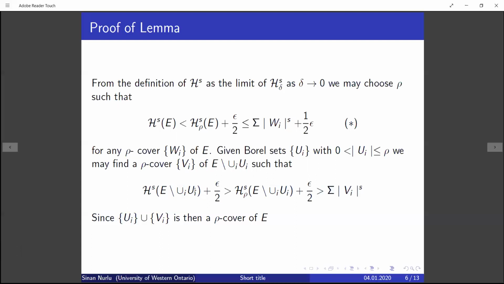Yes. Sorry about that. It should be larger or equal. And then, let's see. So this is an infimum.